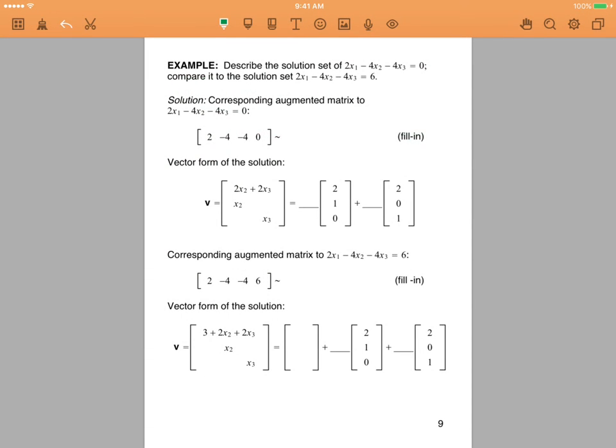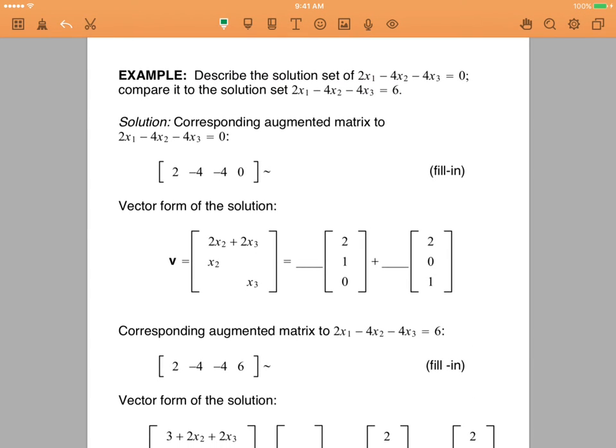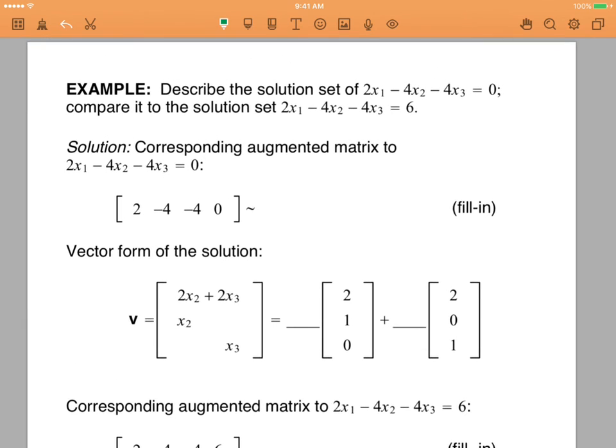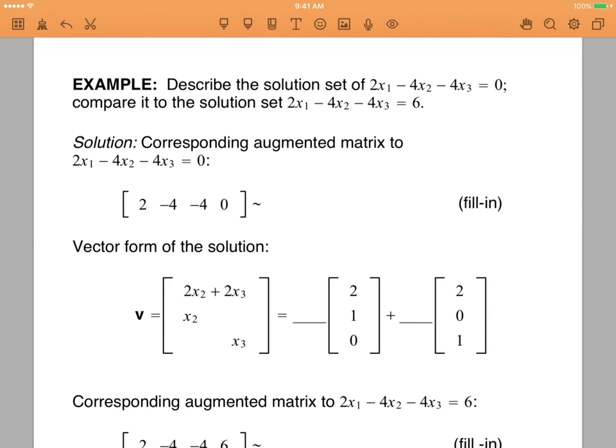Okay, and now we just do another example. And this example is slightly funny because they're starting you off with a system of equations, but the system of equations has only one equation, which is perfectly legitimate. You can have a system of equations with only one equation. Here it is. And they want you to describe the solution set of that equation, and then the other system is where it's equal to a non-zero number on the right. So again, this is the homogeneous, and this is going to be the non-homogeneous.